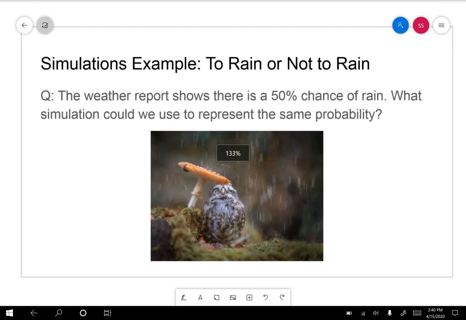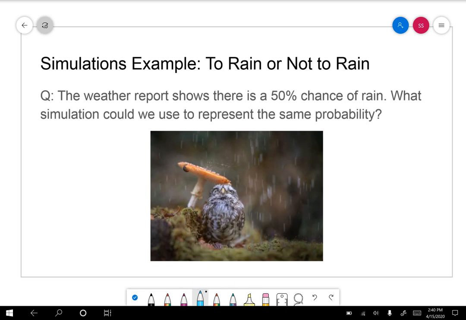It's probability, so obviously we had to talk about weather. Rain or no rain, that is the question. So let's say we have a weather report, and the weather report shows that there's a 50% chance of rain. What simulation could we use to represent the same probability?